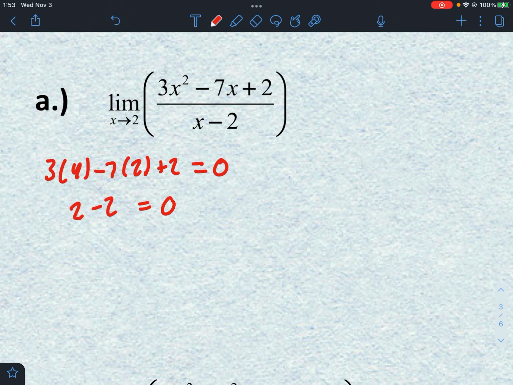And 2 minus 2 is obviously 0. So we get 0 over 0. If you go back to our limits chapter, if you remember correctly, that actually tells us the limit does exist. Now we just got to do some work to find it.